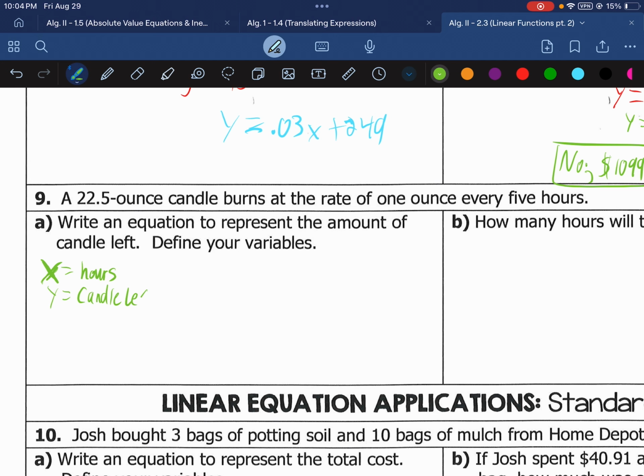You could do T for time in hours, or you could do H for hours, and you could do C for candle left if you wanted, or O for ounces. Be careful if you do O for ounces, that doesn't look like a 0.